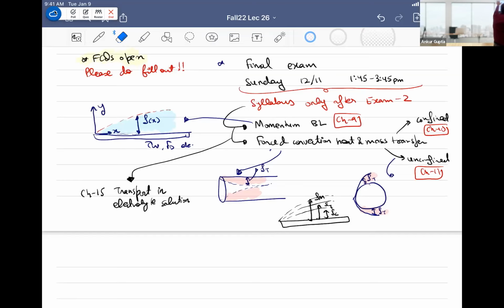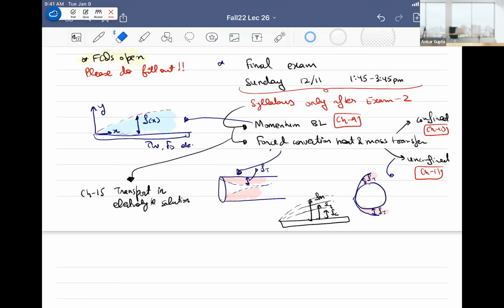That was chapter 9. Then we discussed forced convection heat and mass transfer, where convection impacts heat and mass transfer, and not that heat and mass transfer impacts convection. So you first find a velocity profile, and then we discussed 2 types of problems: confined flow, like a pipe with some sort of temperature boundary layer forming, or unconfined flow, where we had forced convection heat and mass transfer around a sphere.